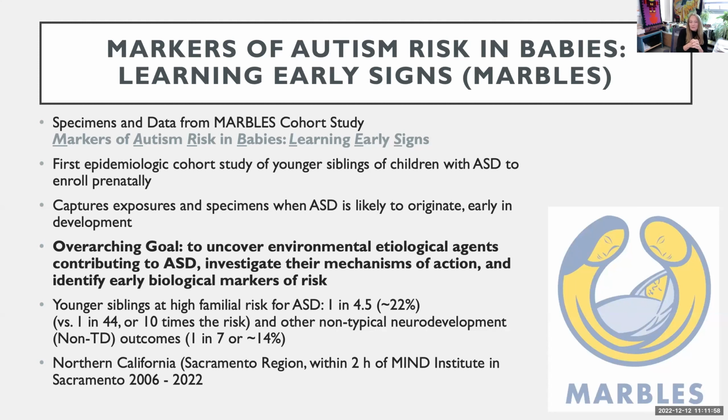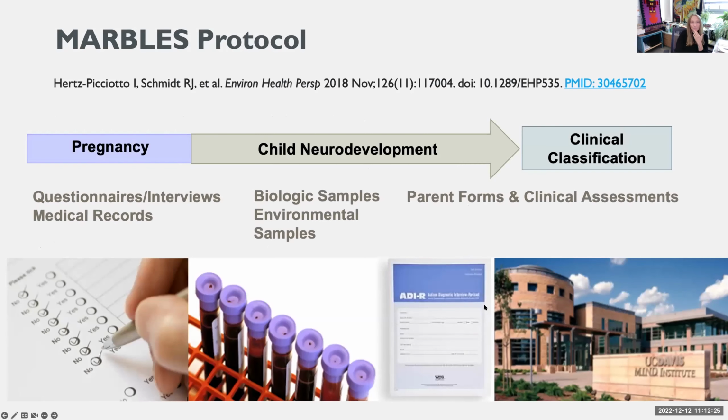Younger siblings at high familial risk for autism have a risk of 1 in 4 versus 1 in 44, so we have 10 times the risk. This population is enriched for children with autism or with non-typical development. All the samples and subjects were taken from the Northern California region, about 2 hours away from the main campus.